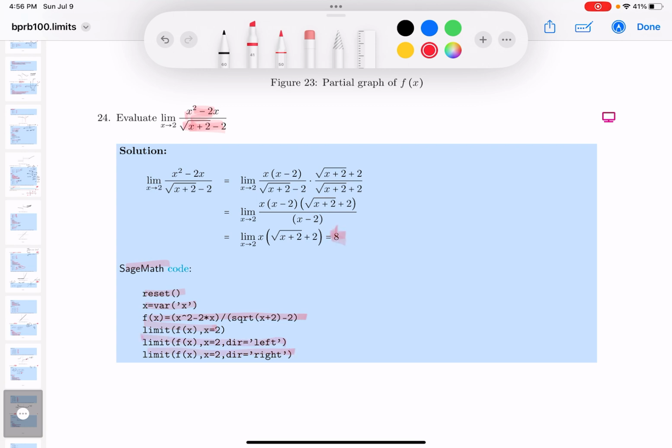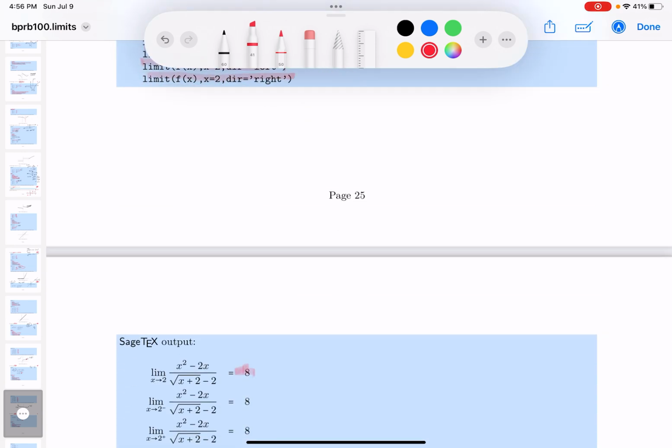What am I expecting to see? 8, 8, 8. What does Sage give me? 8, 8, 8.